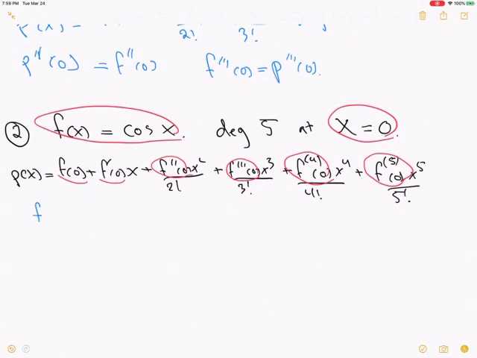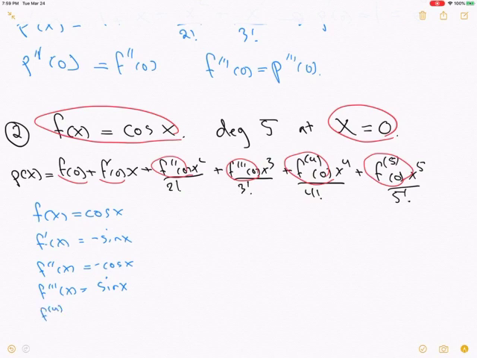So f of x is cosine of x. So we just need to calculate all the derivatives up to order 5. So the first derivative is minus sine of x, and then the derivative of minus sine is minus cos of x, and the third derivative becomes positive sine of x, and the fourth derivative becomes cos of x, and last but not least, the fifth derivative becomes minus sine of x again.